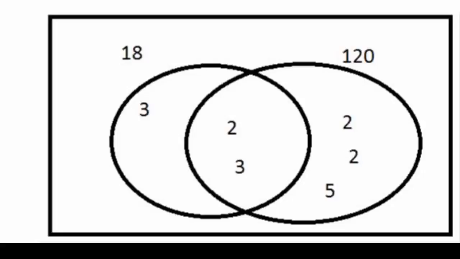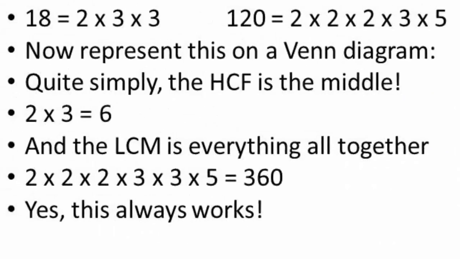120 has 2 more 2's and a 5, which can go outside of the intersection. Yeah. Well, the intersection of the two sets, 2 times 3, which is 6, is the highest common factor. It just gives you the highest common factor straight away. And the union of those two sets, that's 2 times 3 times 3 times 2 times 2 times 5. If we multiply all of those prime factors together, we're going to get the lowest common multiple.